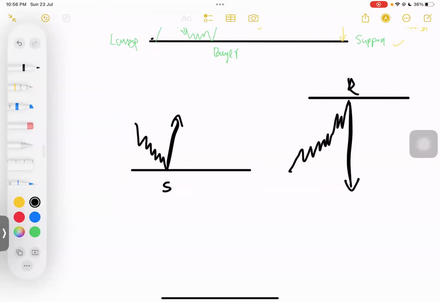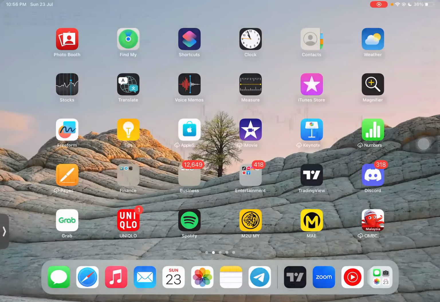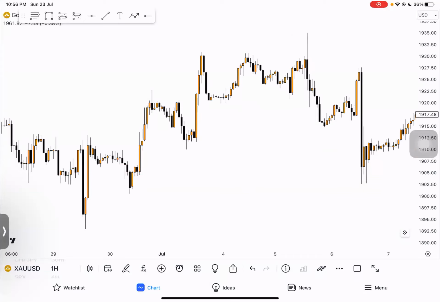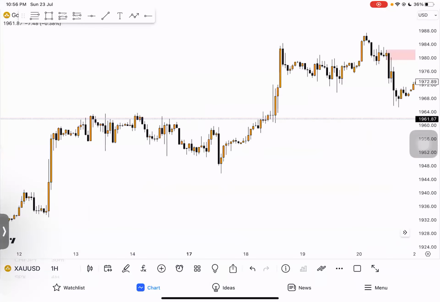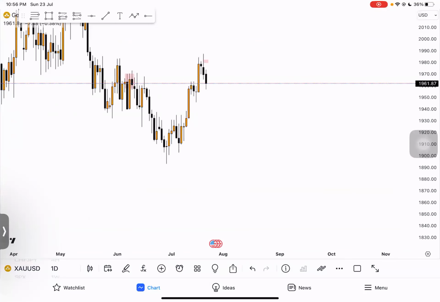How to draw the correct support resistance from multiple time frames to lower time frames? You just focus on one time frame first. For example, right now I show you how to draw, for example in daily.